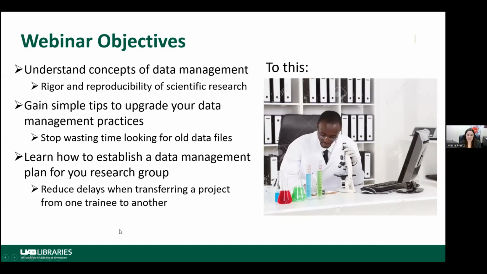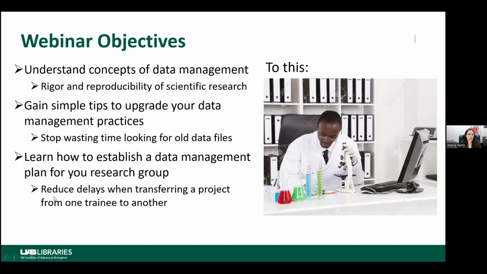But more seriously, I have three main objectives for us today. One is going to be to go over the concepts of data management. Why is managing research data so important? And really, it gets to the meat of enhancing rigor and reproducibility of scientific research. And then I'm going to give you some tips and lots of resources so that you can continue to dig into this further to really upgrade your data management practices. And hopefully in the long run, that's going to save you time.